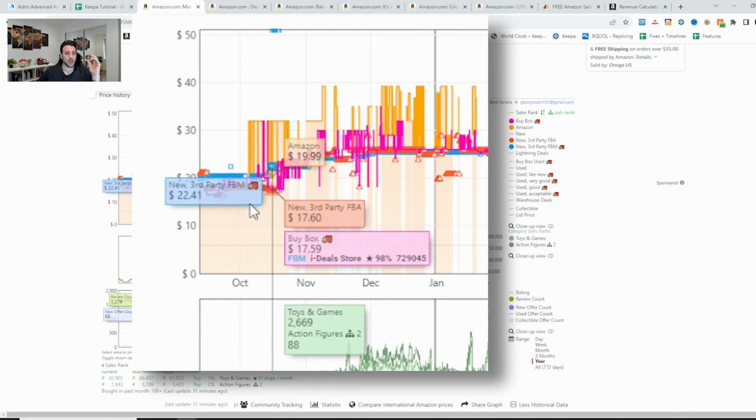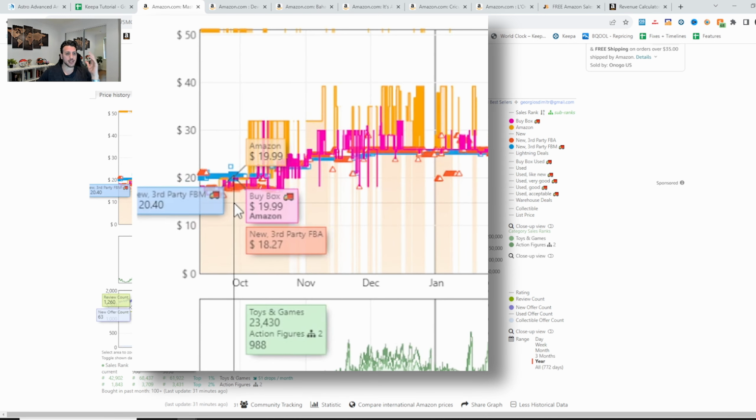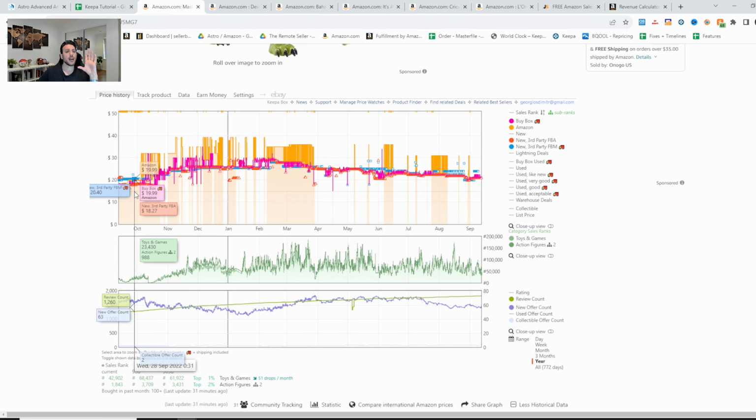So let's go earlier in this buy box chart, and we can see at this point here, new third-party FBM, $20.40. New third-party FBA, $18.27. That's more than $2 lower than the FBM seller. Then we also have Amazon as a seller at $19.99. Regardless of the situation and the lower prices, Amazon in this point is winning the buy box. So we can know that if we have to price at $19.99 in this type of scenario, we won't be winning the buy box.